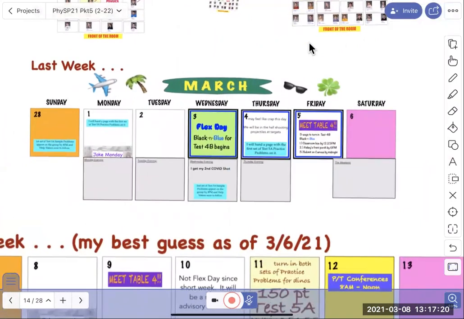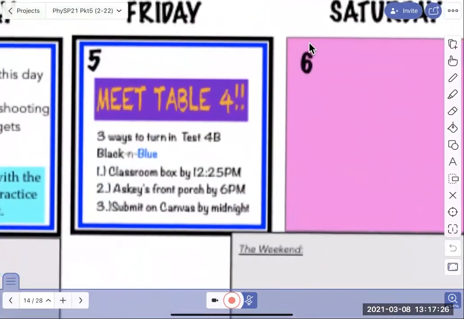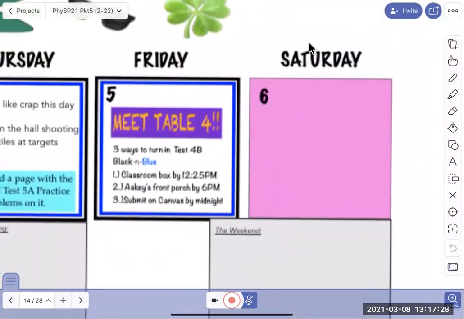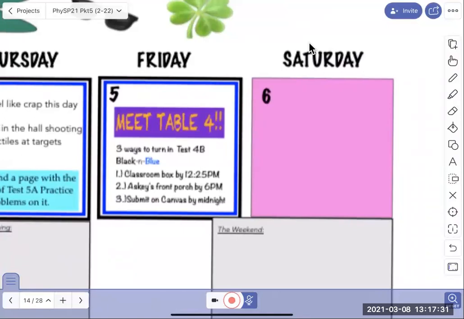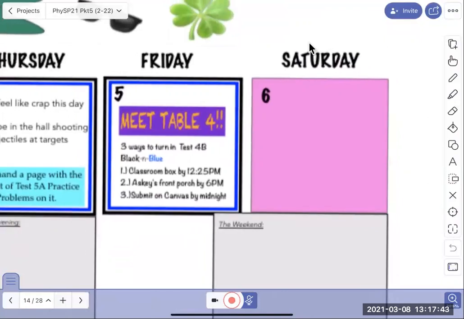Got all the grades in, as I was telling them before we started recording. I'm going to do it this way from now on. There are 3 ways to turn things in, and this will probably apply to anything. One will be through the classroom box, one will be my front porch, and one will be submitting it on Canvas. So that's how to turn in the test 4B.